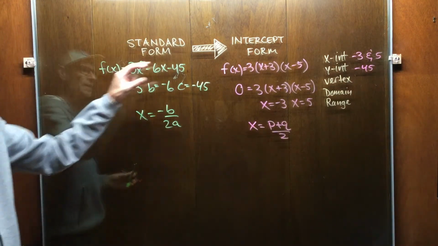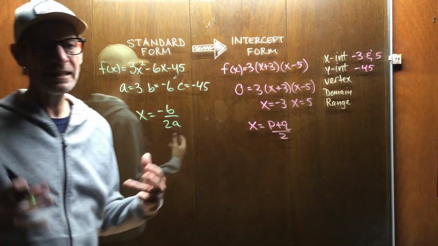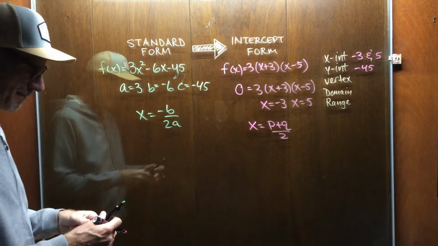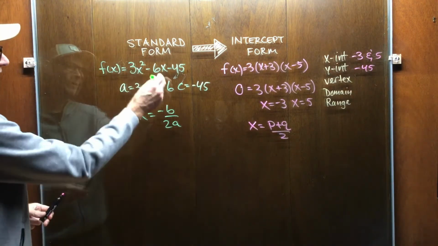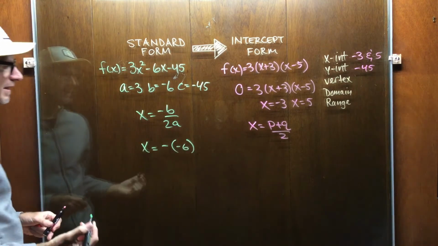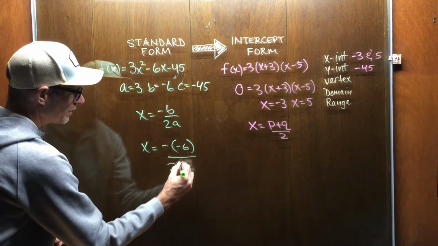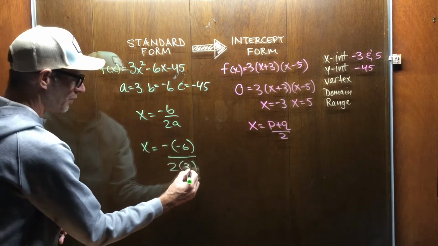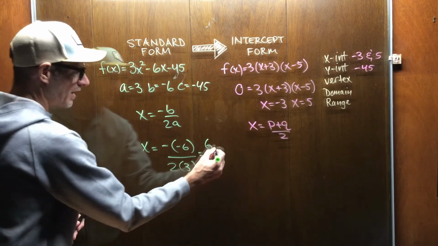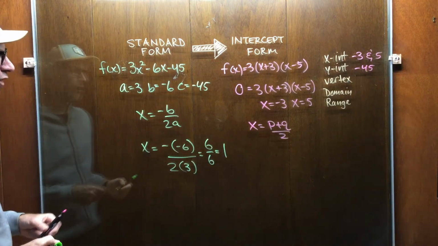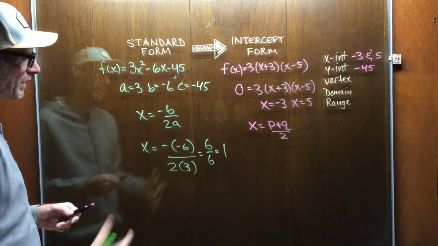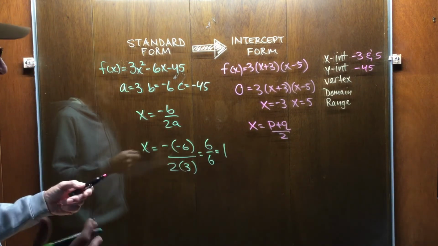Now, since both of these equations will create the same graph, both of these are going to give us the same answer. My b value is negative 6, so I have x equals negative negative 6 over 2 times a, and our a value is 3. So that's going to give me positive 6 over positive 6, which is 1. So my axis of symmetry is x equals 1, and the x-coordinate of my vertex is 1.